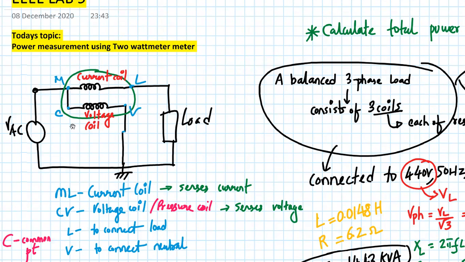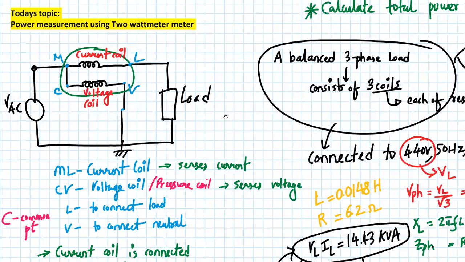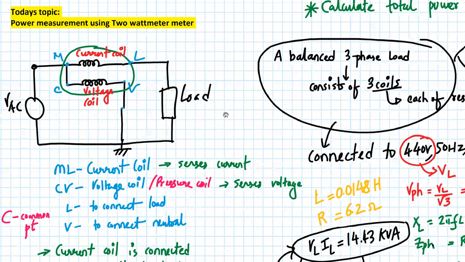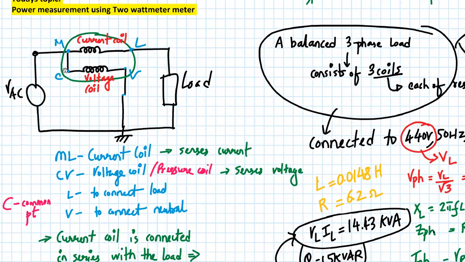Now, the wattmeter has one side connected to the mains, that is AC, and the second side to the load. Let's check out what M, L, C, and V are. ML is the current coil which senses the current, and CV is the voltage coil or pressure coil which senses the voltage. C is a common point, which is also connected to the mains, L is connected to the load, and V is connected to the neutral. This ground is the neutral.